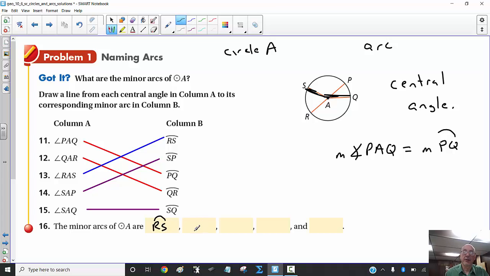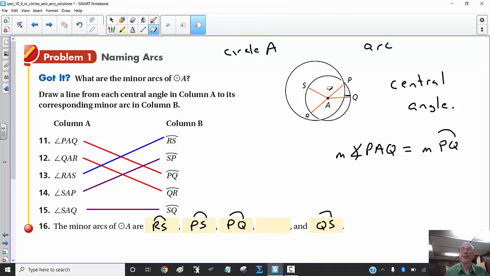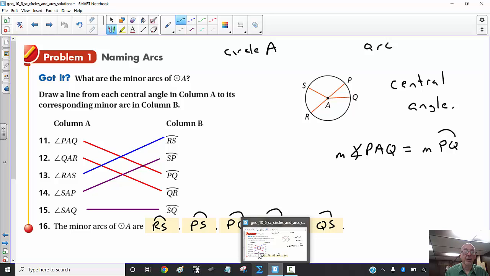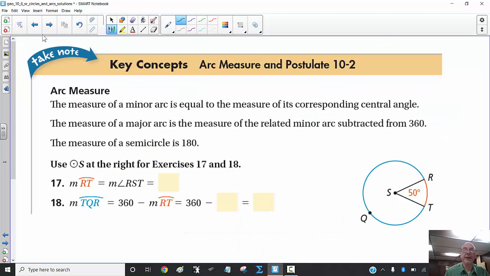RS, SP or PS, PQ, QS is a minor arc, right? And what's left? What did I miss? Let's try this again. RS, PS, PQ. I didn't put RQ. Okay. Let's see what we got next.